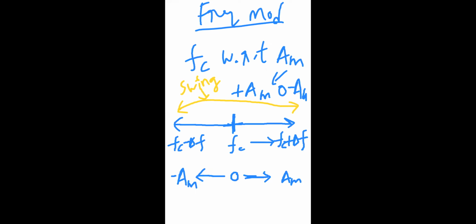See here, the del f somehow depends on AM. Del f is the final value, but in between you are getting some frequency around fc. So your frequency variation depends on the amplitude. Again, your del f depends on AM only. Actually, your del f is a maximum deviation. Suppose if you are here, this is a medium deviation. If you are here, low deviation. If you are here, maximum deviation.